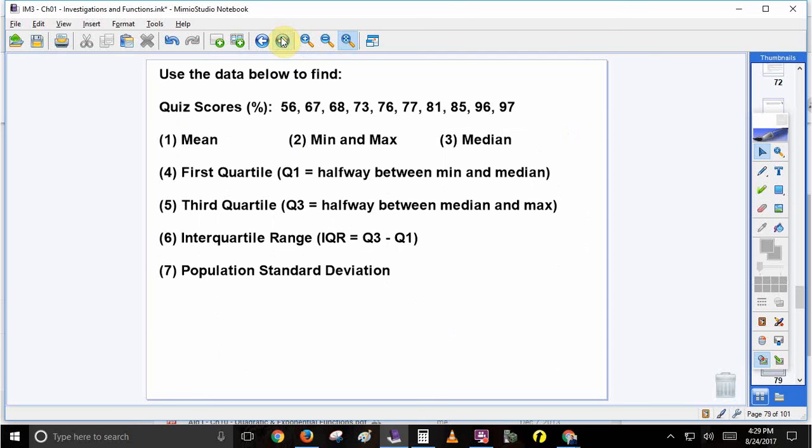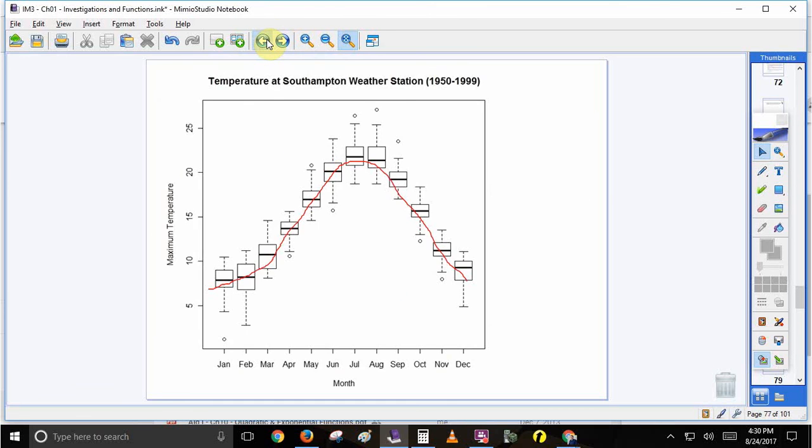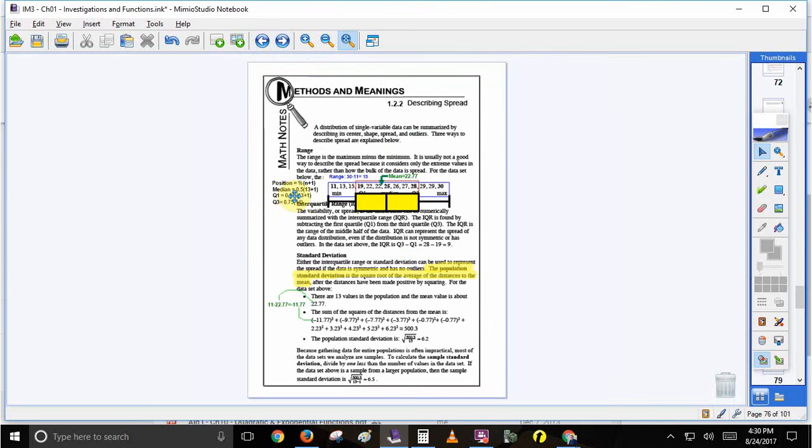All right, so let's take a look at this, guys. Use the data below on some quiz scores. See if you can find the mean, which is just the average, the min and the max. That should be pretty simple. The median, we want the middle value. And if there's two values in the middle, you want to average those two. The first and third quartile, so Q1 and Q3, go ahead and use the formulas that I had right here for Q1 and Q3, where it's going to be 0.25 times n plus 1 for Q1 and 0.75 times n plus 1 for Q3.